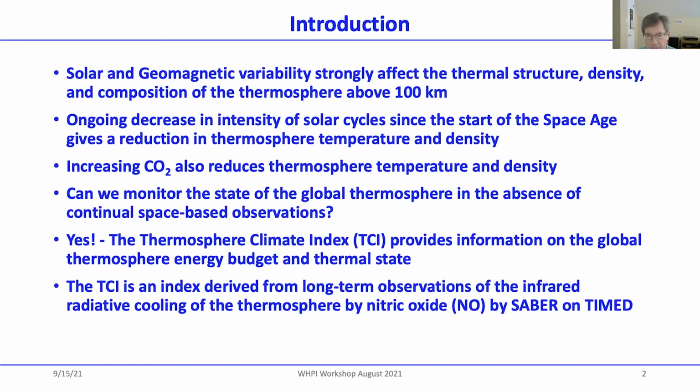We've come up with a new index. We call it the Thermosphere Climate Index, to provide information on the global thermosphere energy balance and budget and the overall thermal state of the atmosphere. It's an index that's derived from observations of the infrared radiative cooling of the thermosphere by nitric oxide made by SABER on TIMED. And it's an index that is composed of actual existing geomagnetic and solar indexes, in particular the F10.7 and the Ap index. I'm going to explain how we've developed this index, and I'm going to show you its history over the last 75 years.